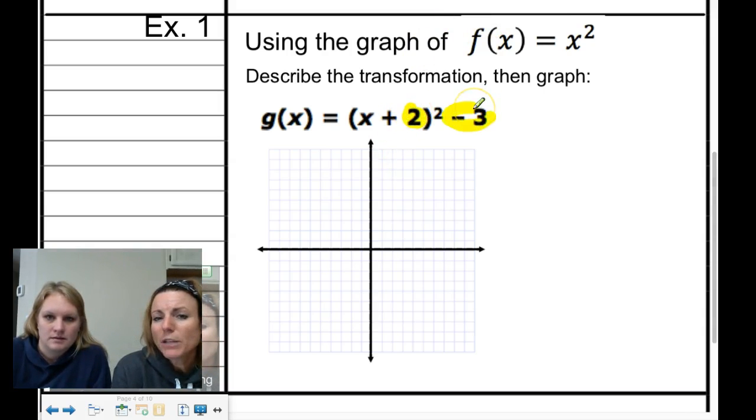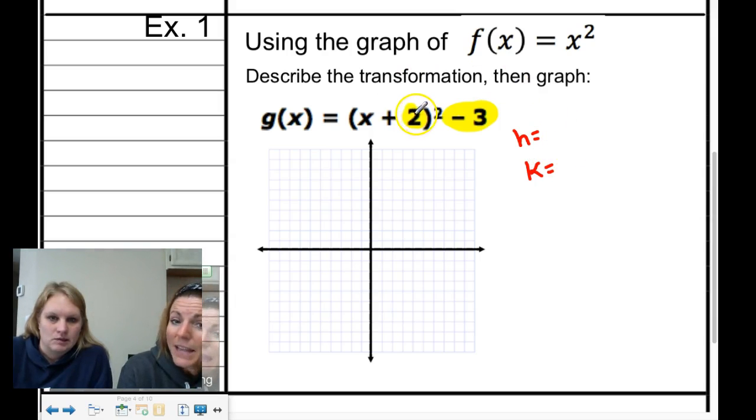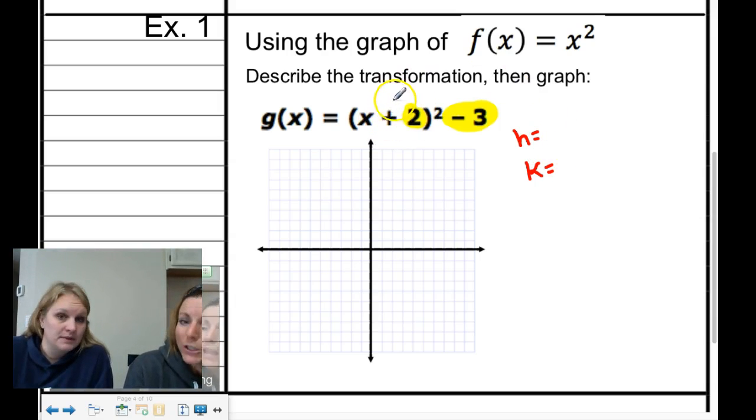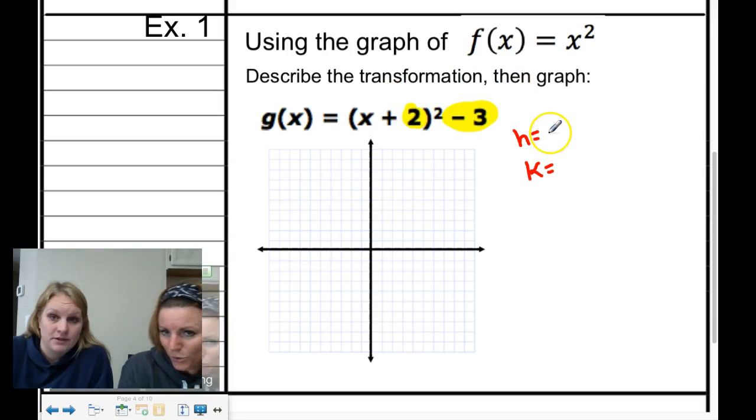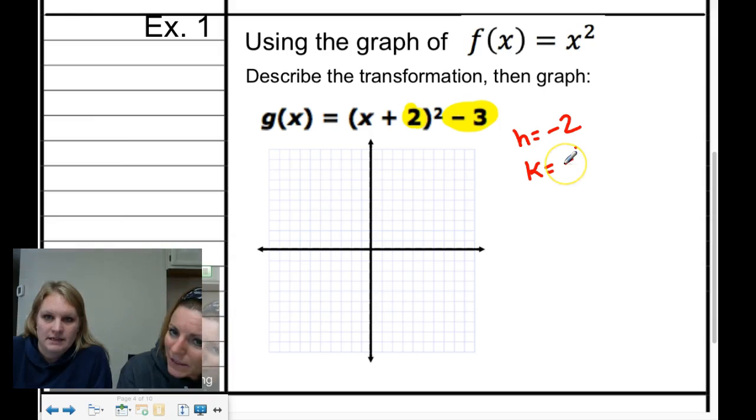Describe the transformation, then graph. This is what I really need you to get in the habit of doing. When it says describe, you're finding an H and a K first. That's the first step. The H, remember, is what's in the parentheses. I see a +2, so H is really going to be -2. And our K is what you see is what you get, so it is -3.